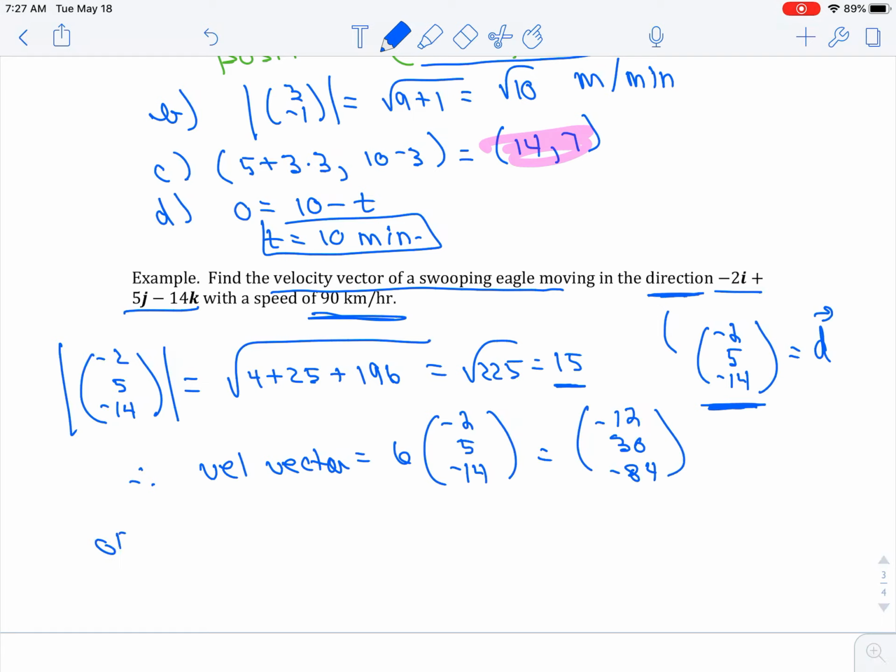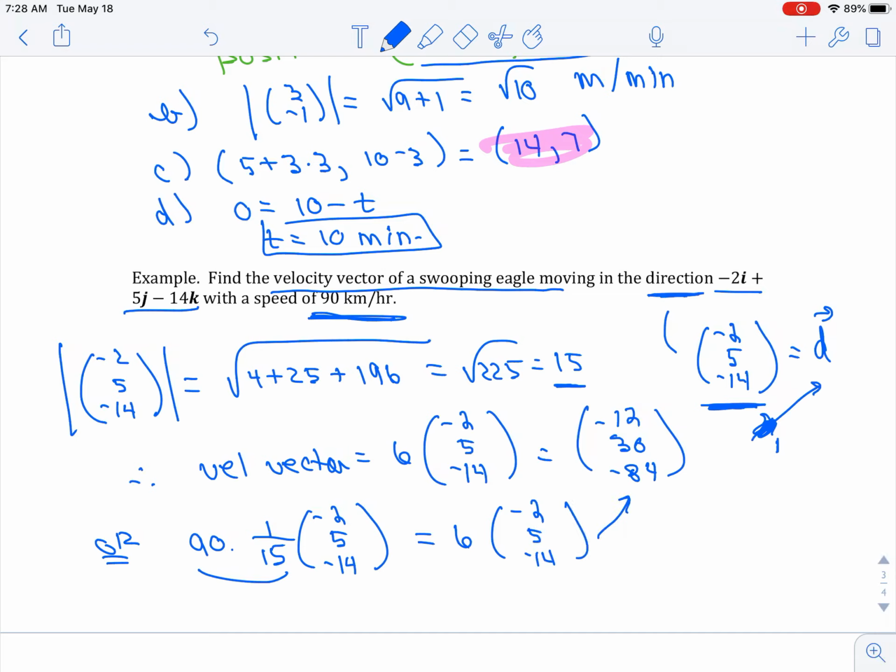Or you can think about it this way: you've got this vector (-2, 5, -14), which is 15 units long. We want to turn it into a unit vector first, so I multiply it by 1/15. Now I have a unit vector going in the same direction, but I need it to be 90 units long, so I multiply that by 90. Again, you can see this gives you 6, and so we end up in the same place and with the same answer.